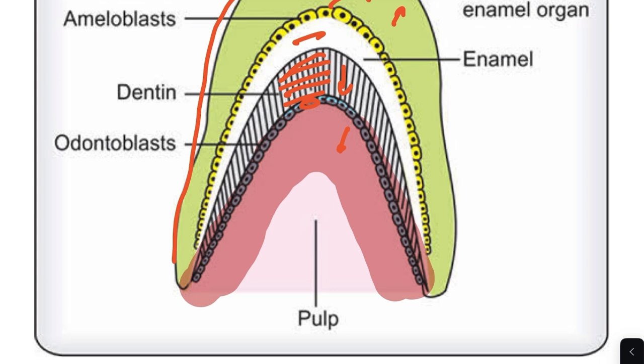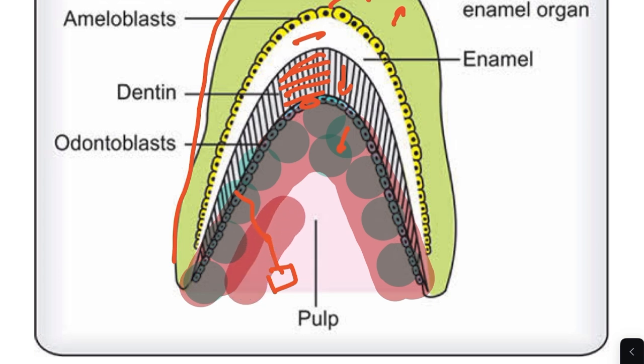Then after some time it will mineralize, so the hydroxyapatite crystals will come in, and it will get mineralized. So that would be the second stage. By this time your odontoblastic processes would be here. Odontoblasts will be over here, and then they would have laid a second unmineralized layer. The unmineralized layer is called the predentin.